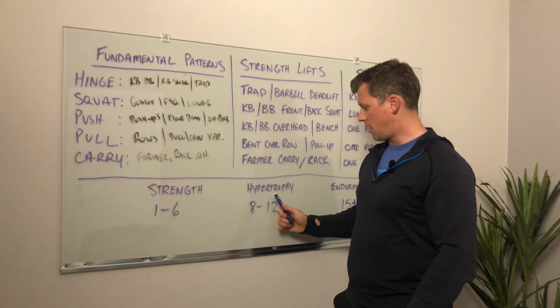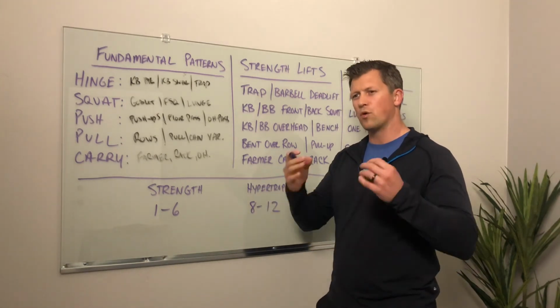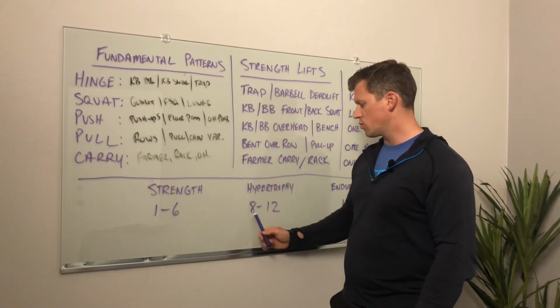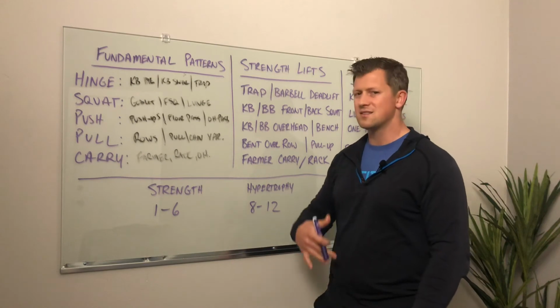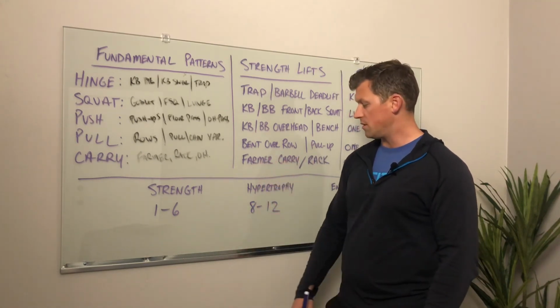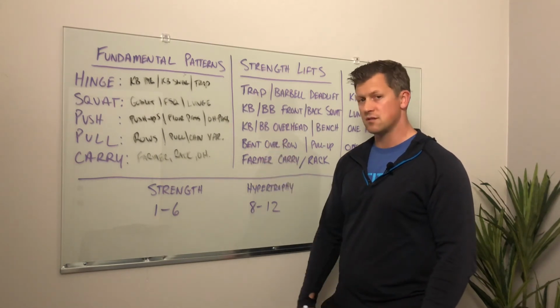Now, hypertrophy is the 8 to 12 rep range. This is more muscle building, size building. This is not exact science, but it's roughly within there. And you'll notice in some of these exercises, we're hitting these higher rep ranges, okay?